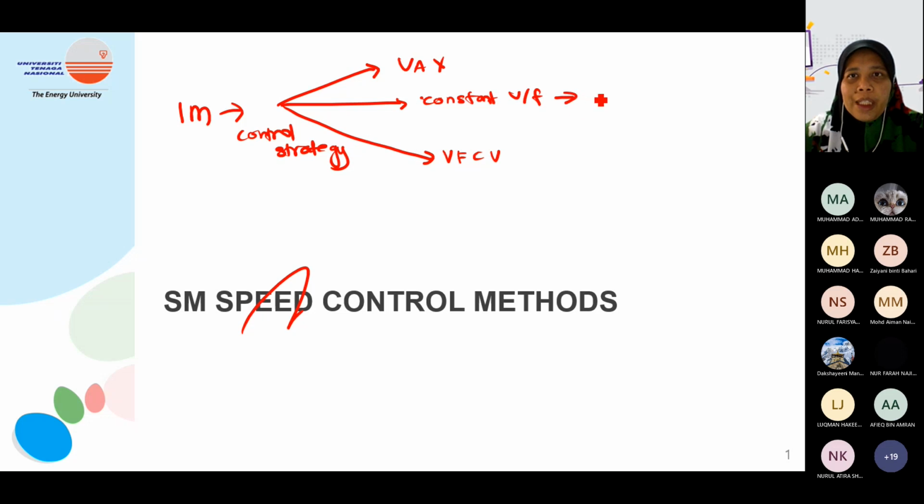And this V over F is below the base speed kan? Below base speed. Okay. And frequency be less than rated frequency, betul ke? And VT, the new VT will be equal to K VT rated. Betul macam ni?